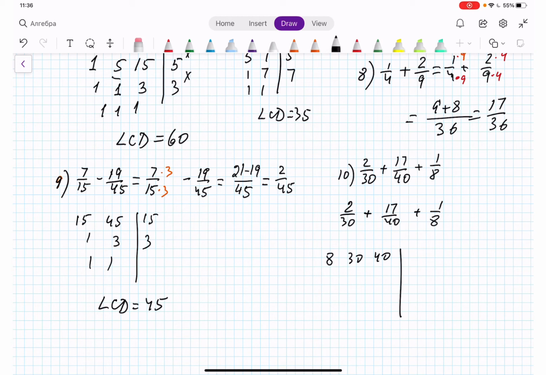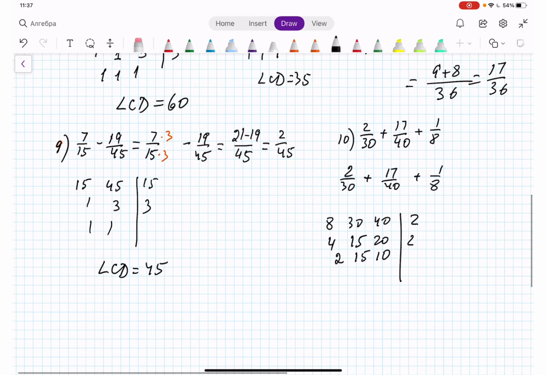So 8 I'm going to divide by 2, going slow here. 4, 30 divided by 2, 15, 40 divided by 2 is 20. Next, 4 I'm dividing by 2, 2, 15, and here will be 10. Why I left 15 the same? Because you can't divide by 2. Next is 2, this is 2, this is 15 stays there, this is going to be 5. I'm sorry, this is 1. Okay, so 1, 15, and 5.